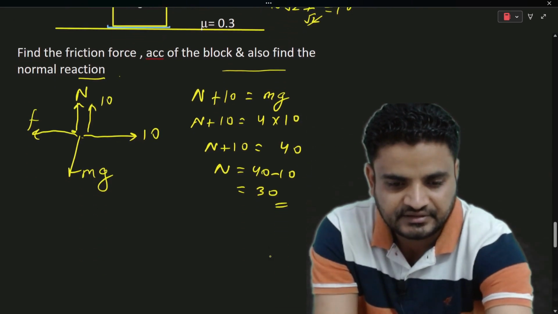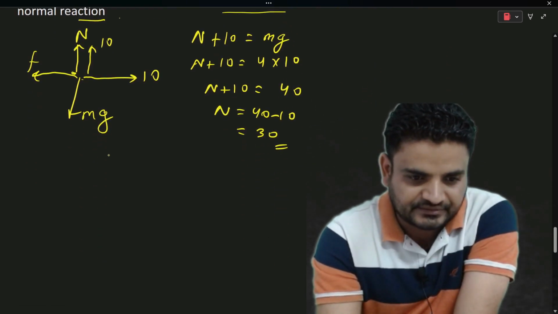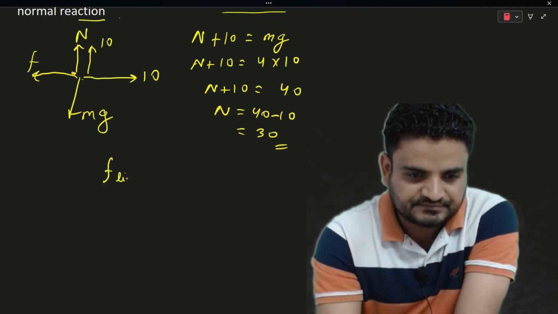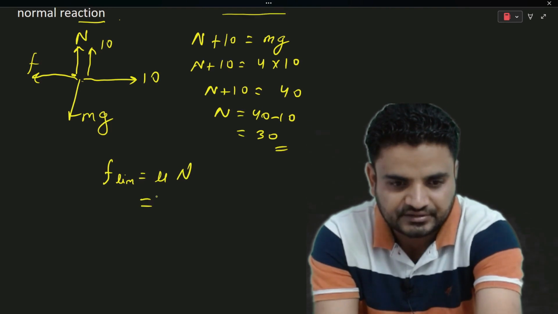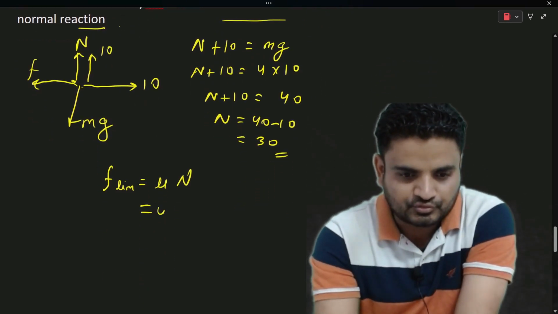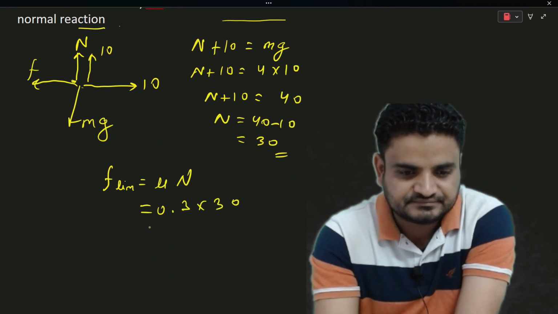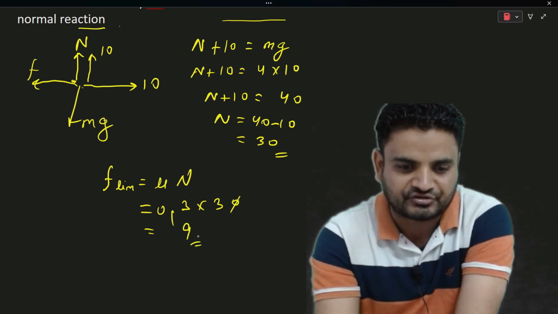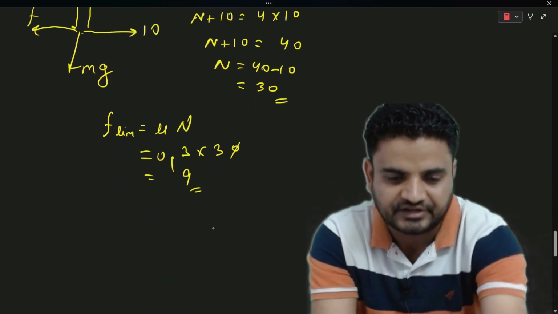Second, we will find the friction force. First we will find the F limiting, which is mu N. Mu value is 0.3, so 0.3 into N, 30. So this point and 0 get cancelled, so it is 9 Newton. So the limiting friction value is 9 Newton and the applied force is 10 Newton, so it means it will move.